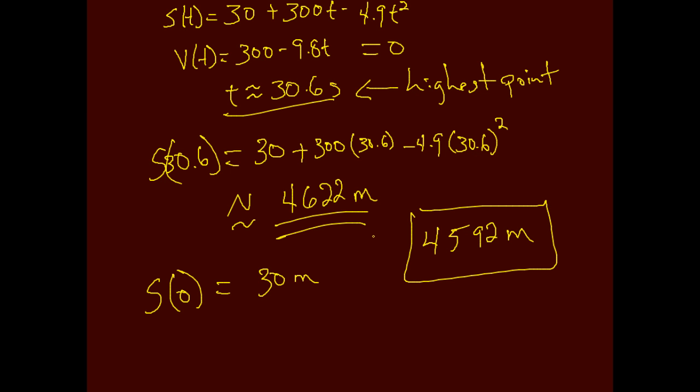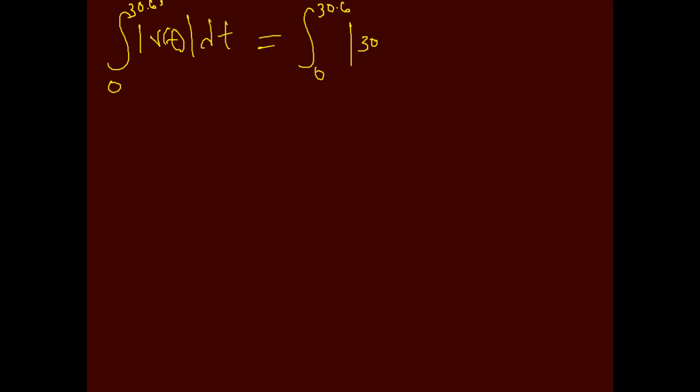So how do we know for sure how we can find the distance traveled? Well, we can take the integral of the absolute value of our velocity function, v of t, and evaluate it from 0 to 30.6 seconds. So this is going to be the integral from 0 to 30.6 of the absolute value of 300 minus 9.8t dt.